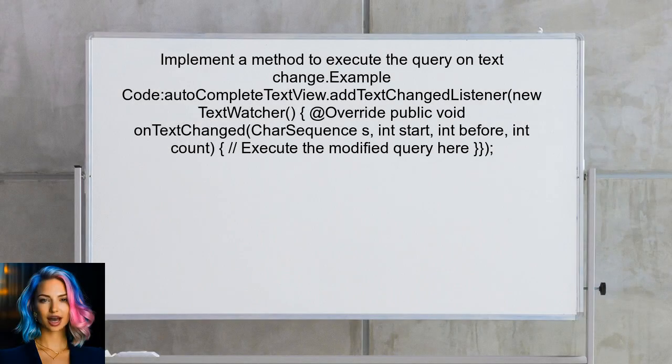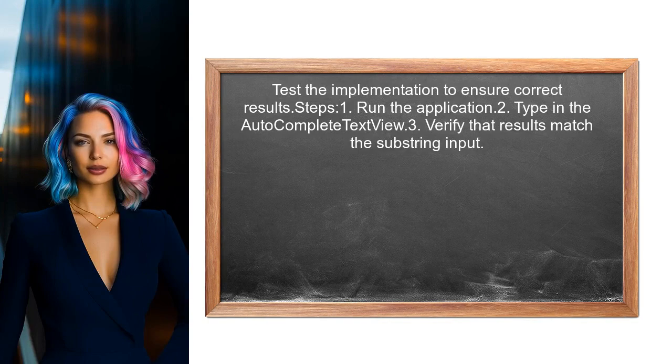Now, the user can implement a method to execute the query when the text changes in the autocomplete text view. This will allow for dynamic searching as the user types. Finally, the user should test the implementation to ensure that the autocomplete text view displays the correct results based on the substring input. This can be done by running the application and typing in the search field.